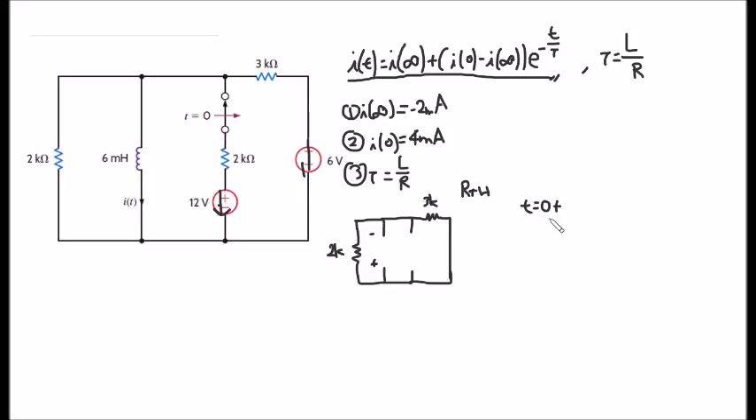Now I wrote t to be 0 plus, not 0 minus, because this tau, which means a time constant, is about how fast a current going through this inductor can change. If you look at this circuit, you can see that these resistors are in parallel. So the Thevenin resistance measured from this point is equal to 6 over 5 kilo ohms. So tau in our case would be this value. So if you plug all these values in, the final answer that we get comes in this form.